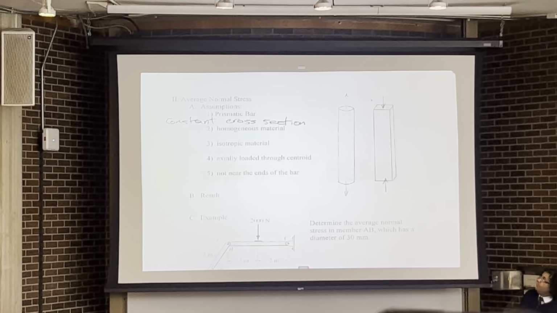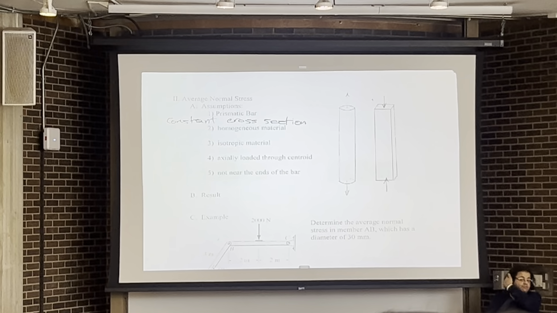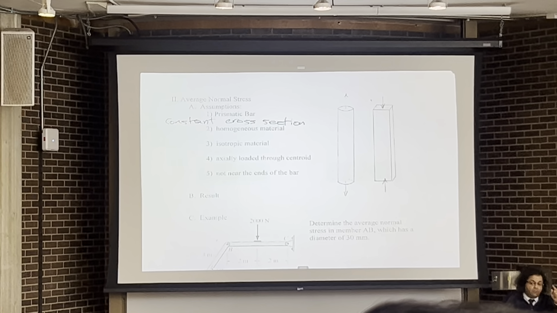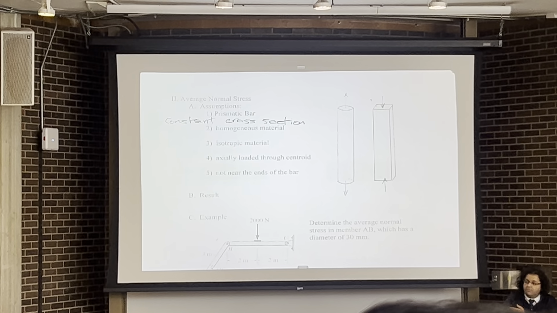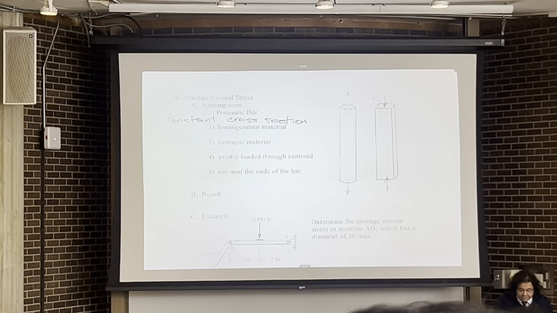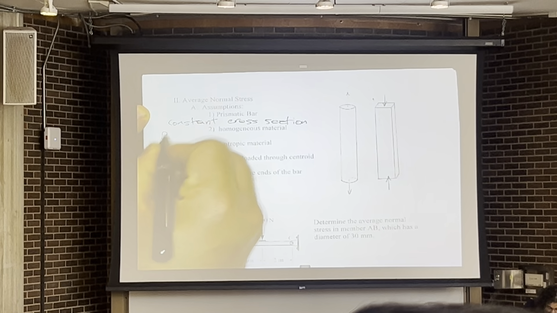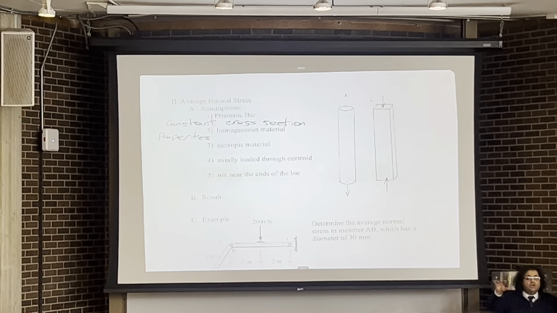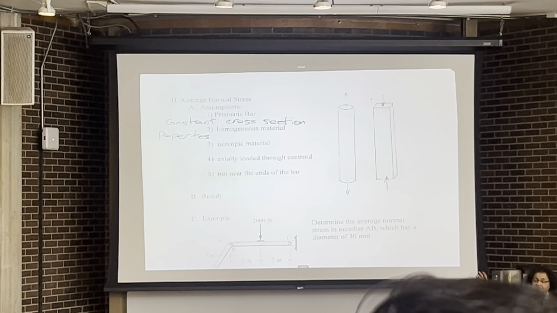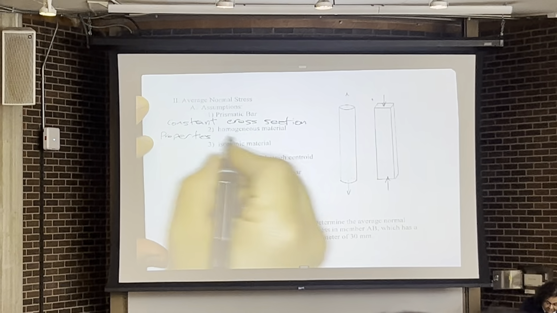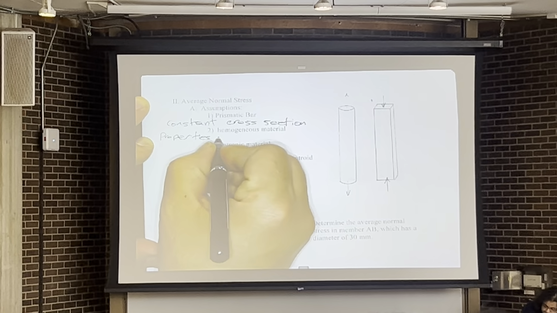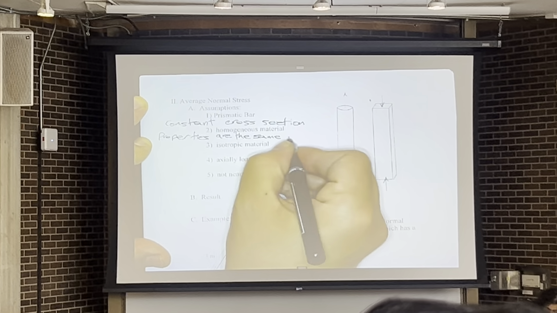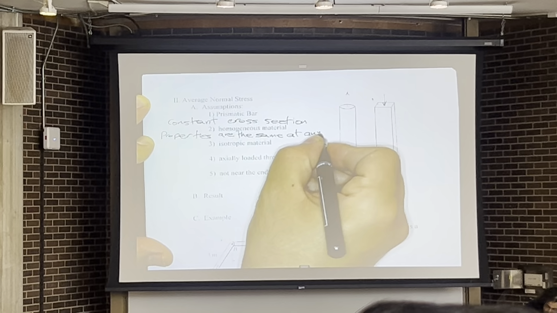Number two, the material is homogeneous. What is the meaning of homogeneous over here? It means that the properties of that material do not change from one point to another point. So we have a uniform distribution of material properties. We have not discussed the material properties yet in this class, but let's define this term. Properties are the same at any point.